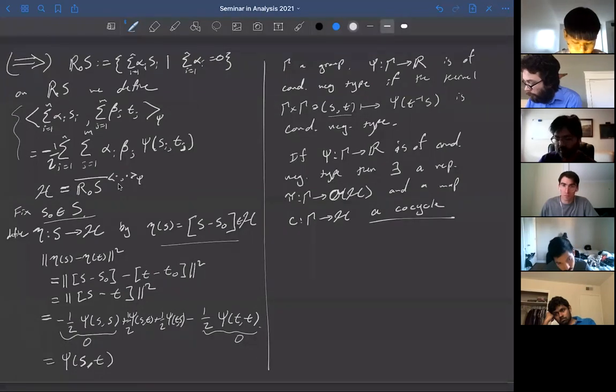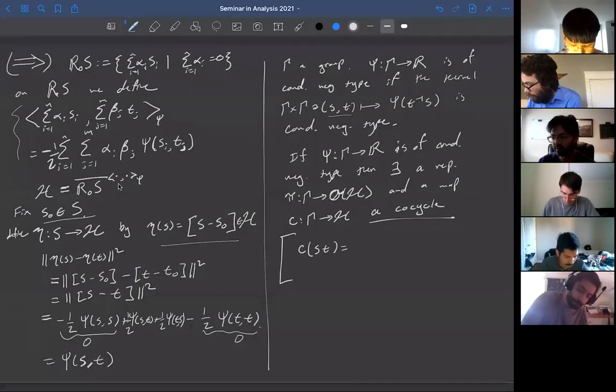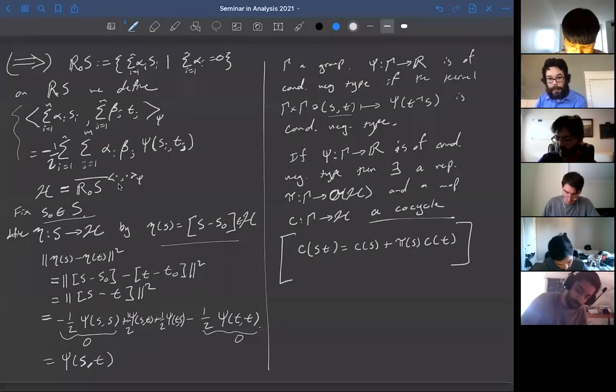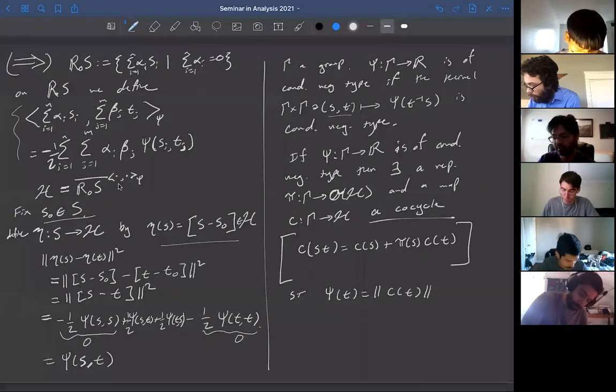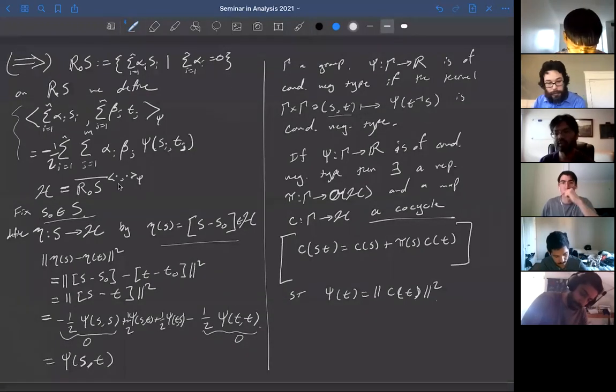And what is a cocycle here? A cocycle is just any map which satisfies the identity C of ST is equal to C of S plus pi of S C of T. So that is a cocycle, and a cocycle such that C of T is equal to the norm of the value of the cocycle squared. So that's what we've just shown.